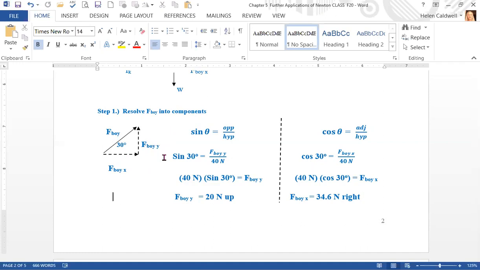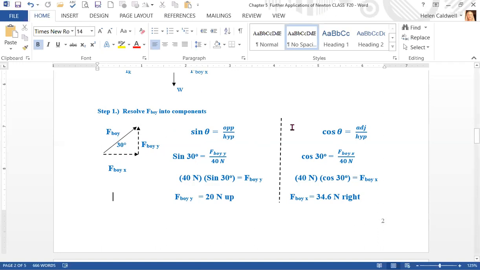To get the 40 newtons out of the denominator, you cross multiply. So 40 newtons multiplied by the sine of 30 degrees gives you the force of the buoy in the y direction, and that would be 20 newtons, and it points up because he is pulling, not pushing. If he were pushing, the arrows would have gone down.